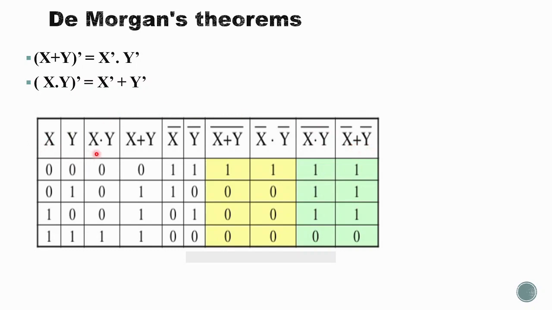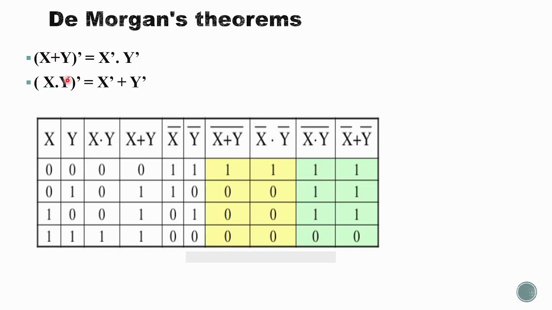So x into y: 0 into 0, 0; 0 into 1, 0; 1 into 0, 0; 1 into 1, 1. X plus y: 0 plus 0, 0; 0 plus 1, 1; 1 plus 0, 1; 1 plus 1, 1. The x bar here is 1, 1, 0, 0 for the four rows, and similarly y bar. And then (x plus y) whole bar. This is x plus y, then we have to find its complement: 1, 0, 0, 0.